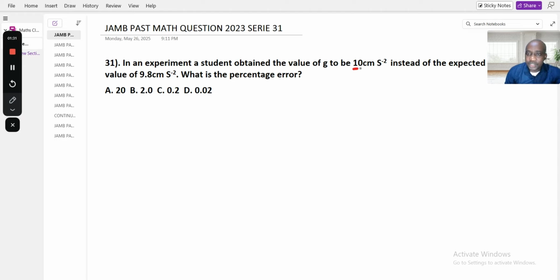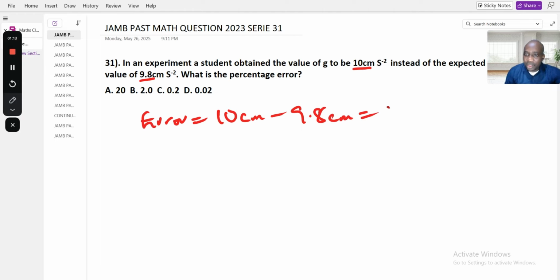He got this 10 centimeter instead of this 9.8. To get the error, you look for the difference. Error is 10 centimeter minus 9.8 centimeter. The error is 0.2 centimeter. Now, to look for the error percentage, you need to do what? Error over the value that you used initially, multiplied by 100 percent.